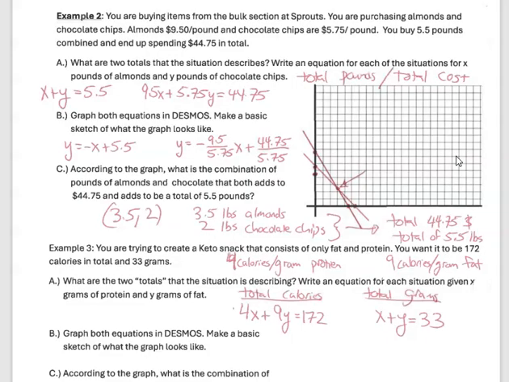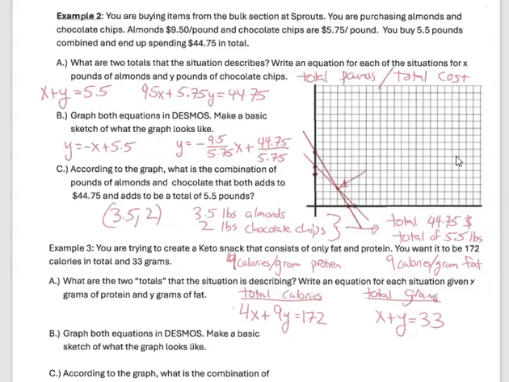For the amount you spent, it's $9.5 times the number of pounds of almonds plus $5.75 times the number of pounds of chocolate equals $44.75. We then took out our cell phones and computers and Googled Desmos, D-E-S-M-O-S, and clicked on the part that says graphing calculator. You don't even have to get these into slope-intercept form, which is nice for Desmos.